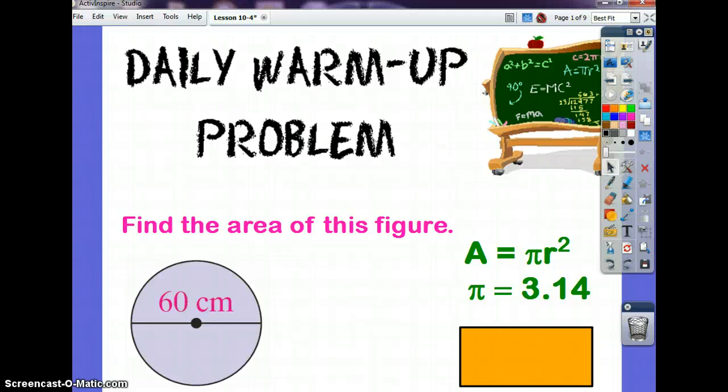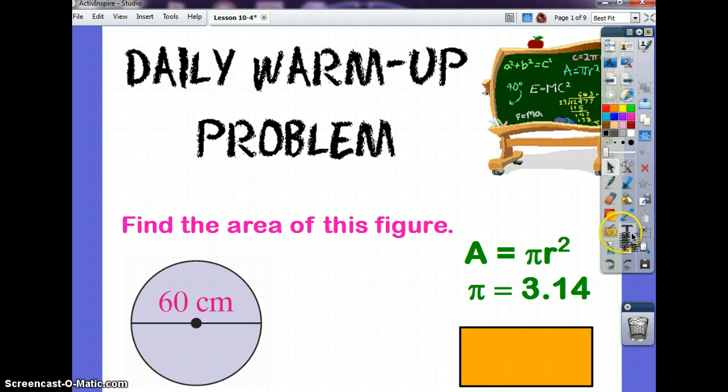Before we get started with our new lesson today, let's start with a review of what we did in our previous lesson, Lesson 10.3, the area of circles. The directions ask us to find the area of this figure, and we see in the lower left-hand corner of the screen a picture of a circle. Now remember, the formula for the area of a circle is pi times radius squared, and for the purposes of our calculations, we're going to use pi as 3.14.